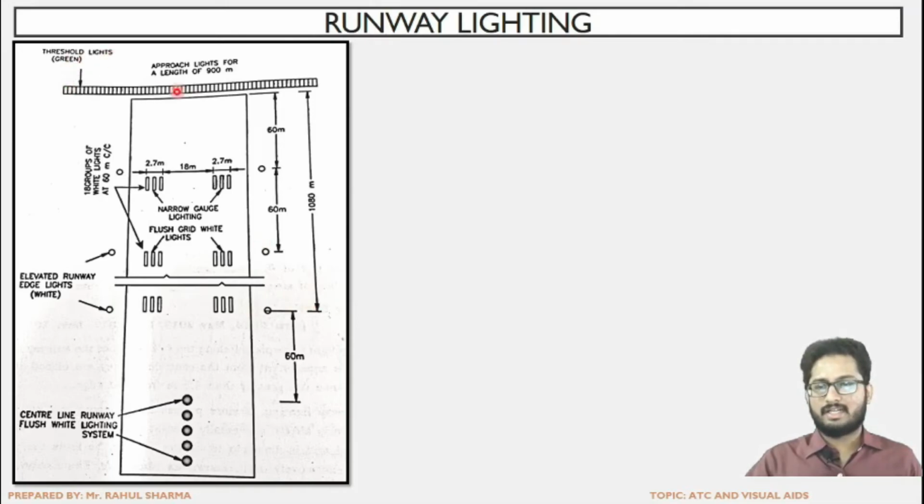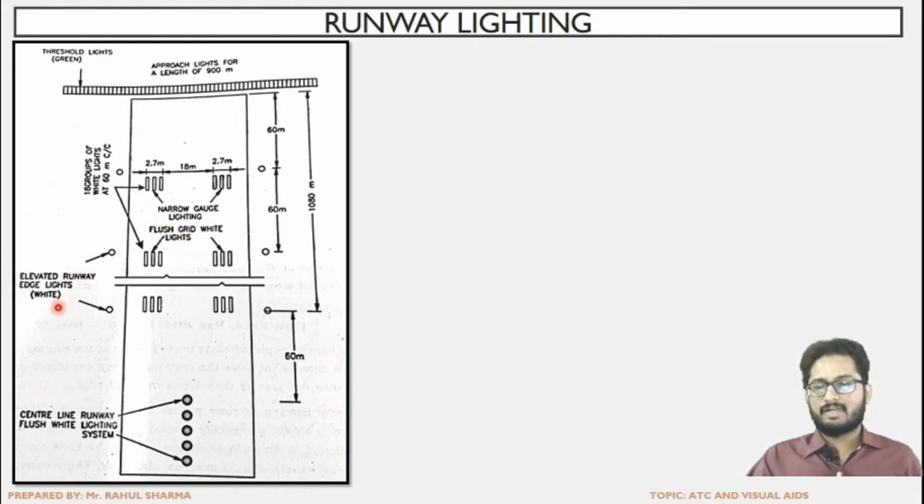Threshold lighting, that is the green lighting which you have already seen. Approach lights for a length of 900 meters, that are the red lights which we have seen, will terminate at the threshold. Now these are the narrow gauge lights shown here, that is 3 bars of lighting. So this is the narrow gauge lighting system, the flush grid white lights. They will be emitting white light, and flush grid means basically the level is the same as that of the pavement.